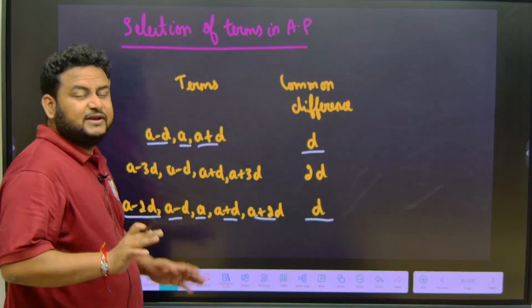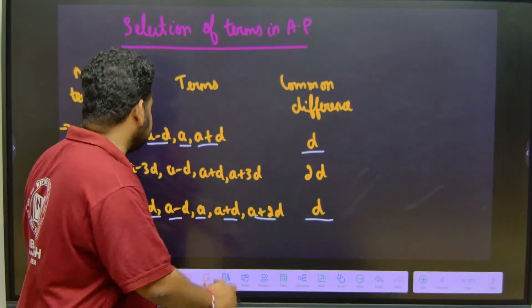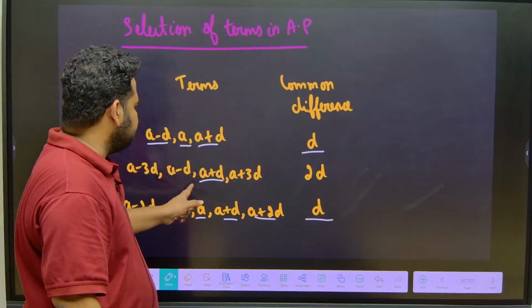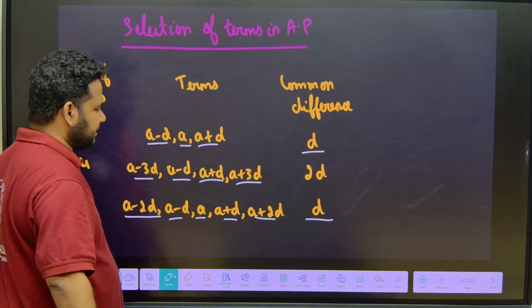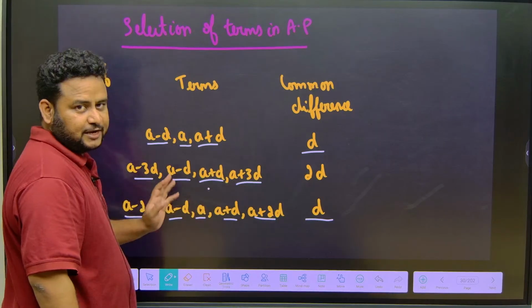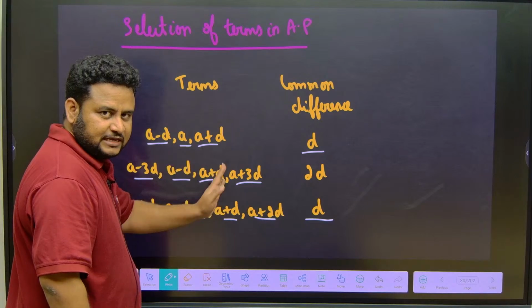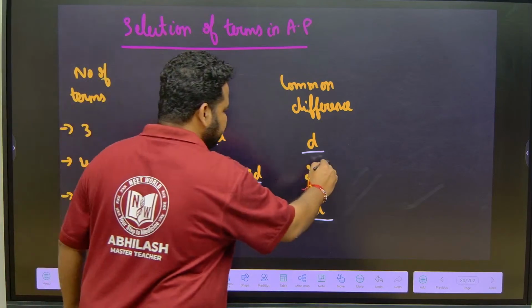But when it comes to an even number of terms, you should always start with a plus d. A plus d, a minus d, a plus 3d, a minus 3d. Or a minus 3d, a minus d, a plus d, a plus 3d. Like this you have to take it, and here the common difference will be 2d.